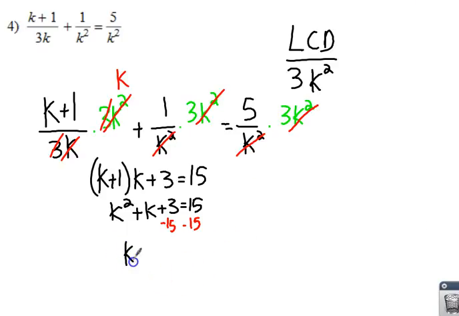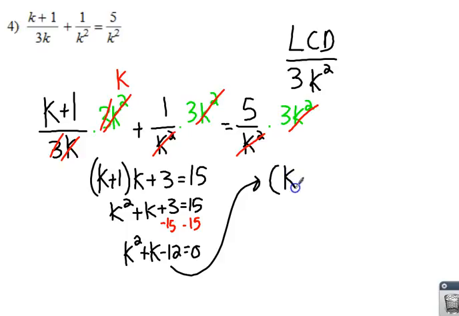Alright, k squared plus k minus 12 equals 0. I need to factor that. Two numbers that multiply to negative 12, but add to that 1 out in front there. Well, a little arrow here. That's k plus 4 and k minus 3. When in doubt, you factor it out. But we don't have to do that here. You set each factor equal to 0, and we solve.